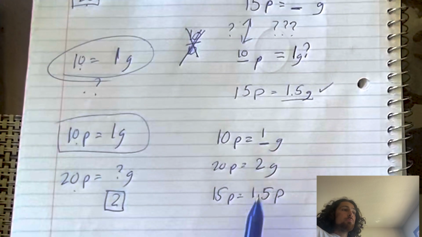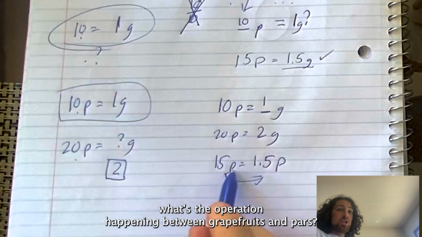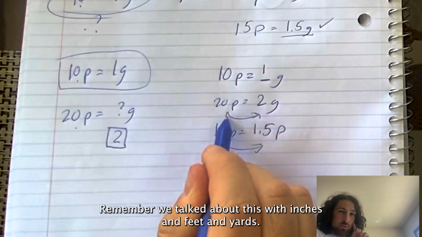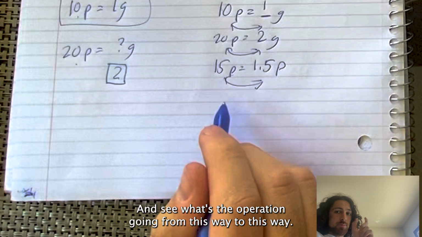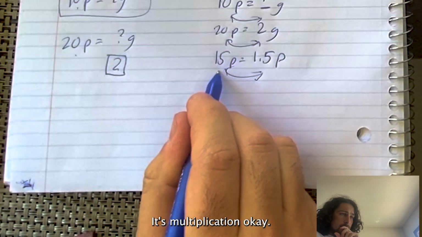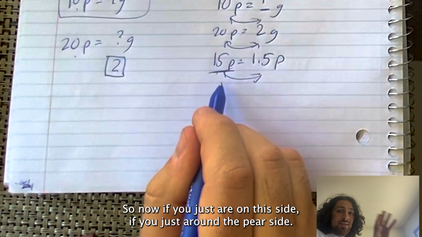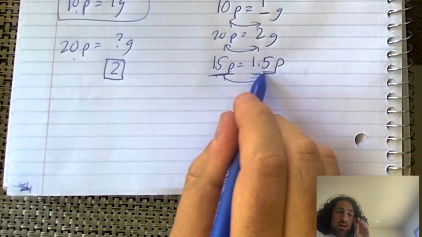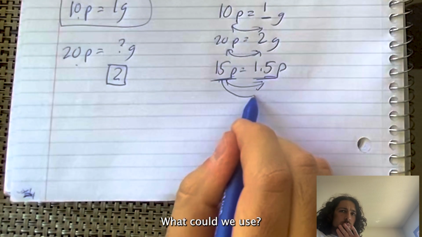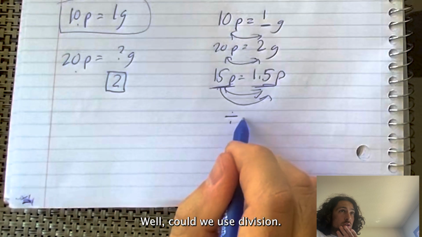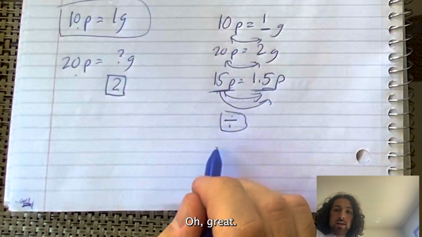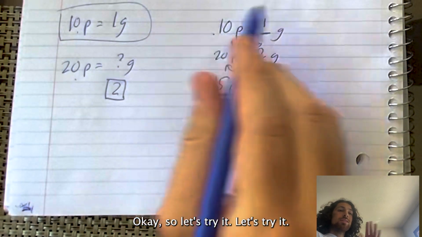Okay, so what's the operation happening between grapefruits and pears? Remember we talked about this with inches and feet and yards and feet. What's the operation going from this way to this way? It's multiplication. Okay, so now if you just started on the pear side, what operation could we use? Well, could we use division? Oh, great. Okay, so let's try it.